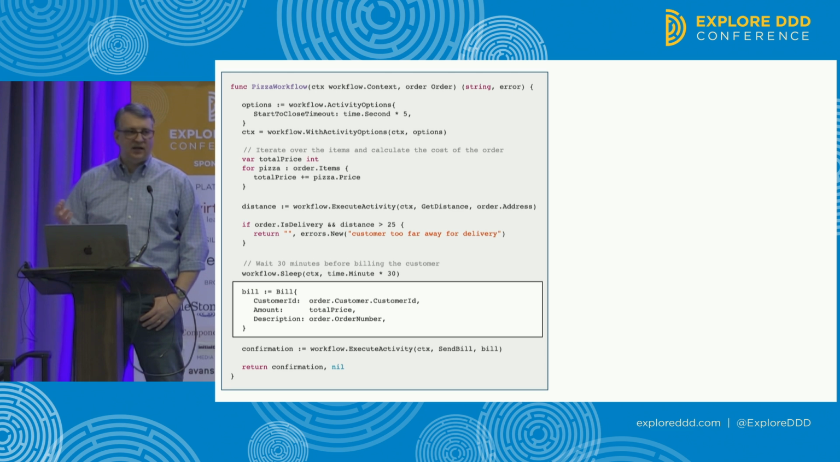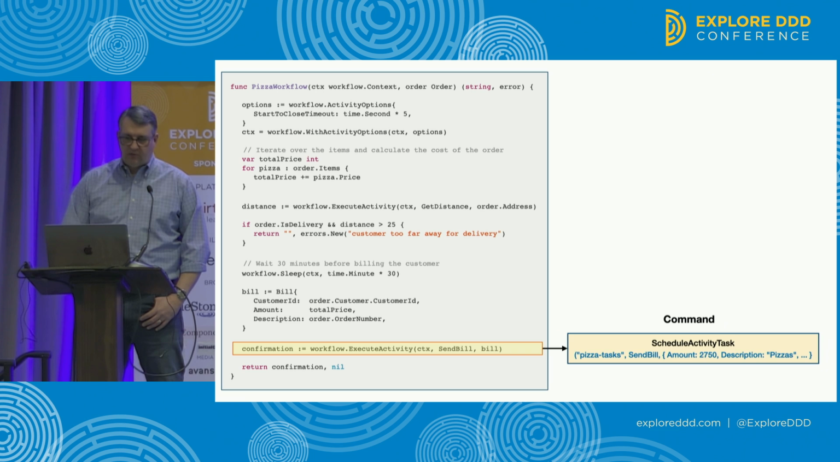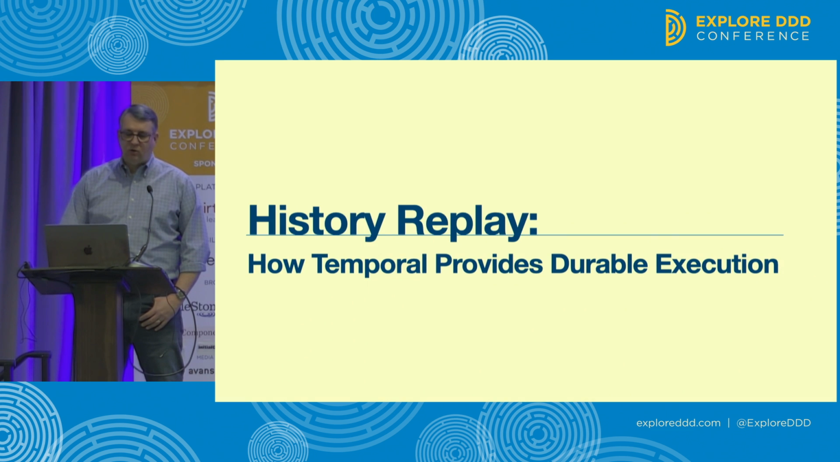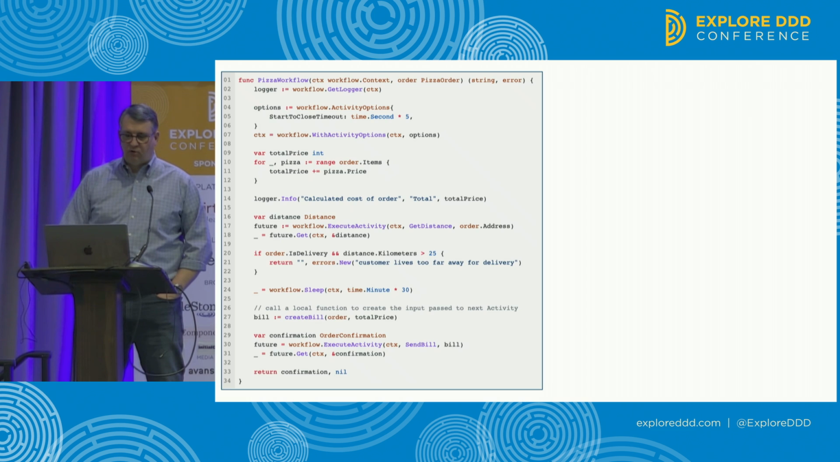Then we populate a data structure, internal step. Then we get down here where we say we're going to call another activity to send the bill, so we have another command there. And then when we get done, there's a command that says we've completed the workflow execution and here's the result. So all of that is just what's happening behind the scenes. You're writing workflow code that just looks like Go, or whatever language you want. You're making a few temporal specific API calls, but behind the scenes, it's sending commands to the temporal cluster.